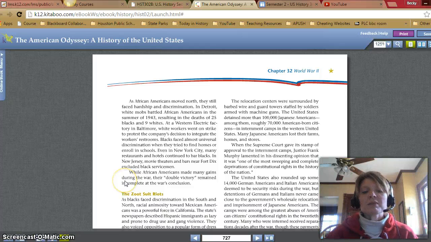While African Americans made many gains during the war, their double victory remained incomplete at the war's conclusion.